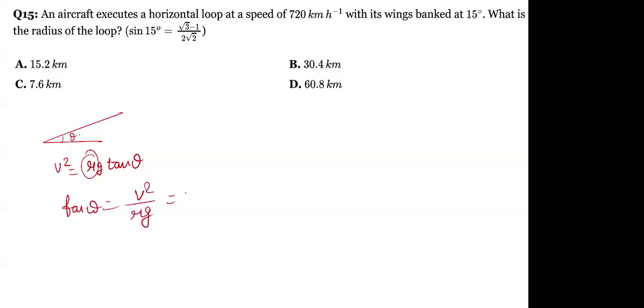Now v is given to you, 720 into 720, and theta is also given to you. So r is nothing but v square upon g tan theta. Now g is 10 and the value of tan theta is given to you. Sin 15 is root 3 minus 1 upon 2 root 2, and sin theta represents what? It is root 3 minus 1 upon 2 root 2.